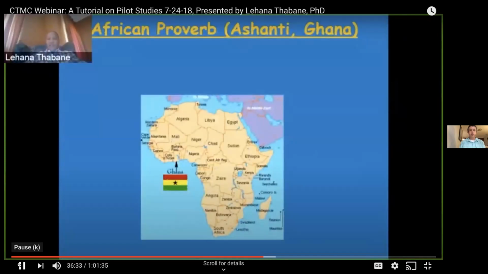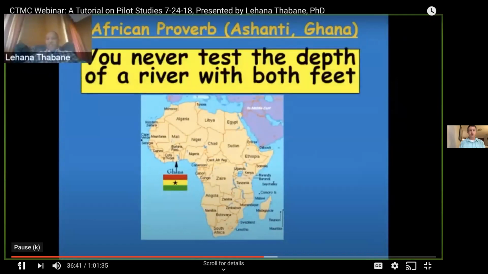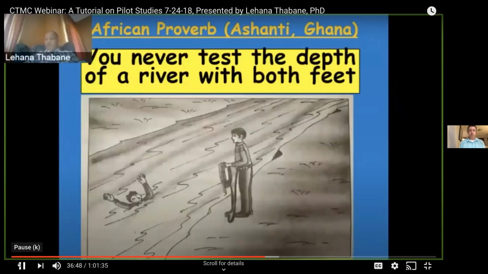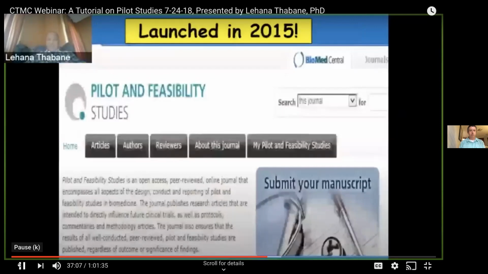Now, for people who know where Ghana is, somewhere in West Africa, there's a proverb from the Ashanti people which says, you never test the depth of a river with both feet. And the reason is simple. If you did that, you would actually drown. So you can think of a pilot as a way for us to test the water, see how deep the river is, and which parts of that river would be easy to cross to get to the other side so that we don't drown all the resources for the main study.